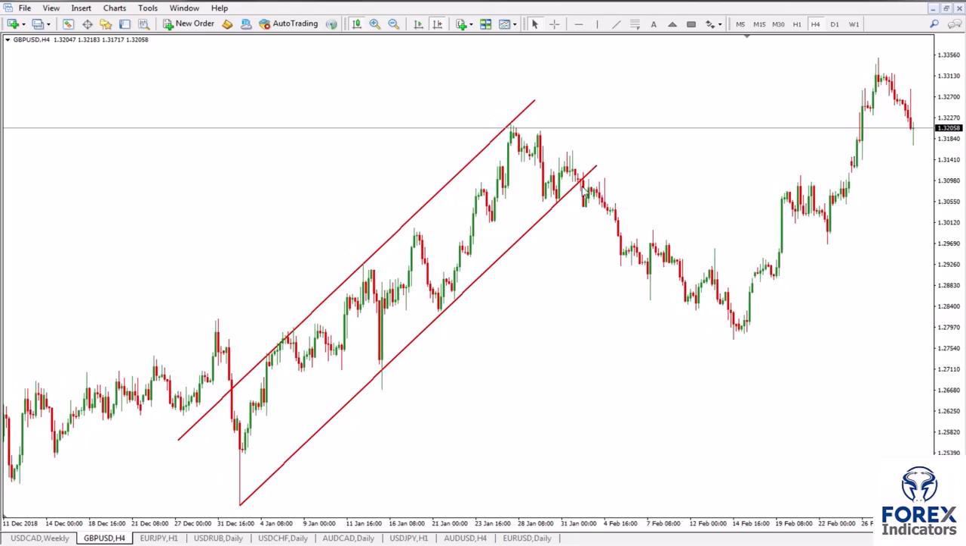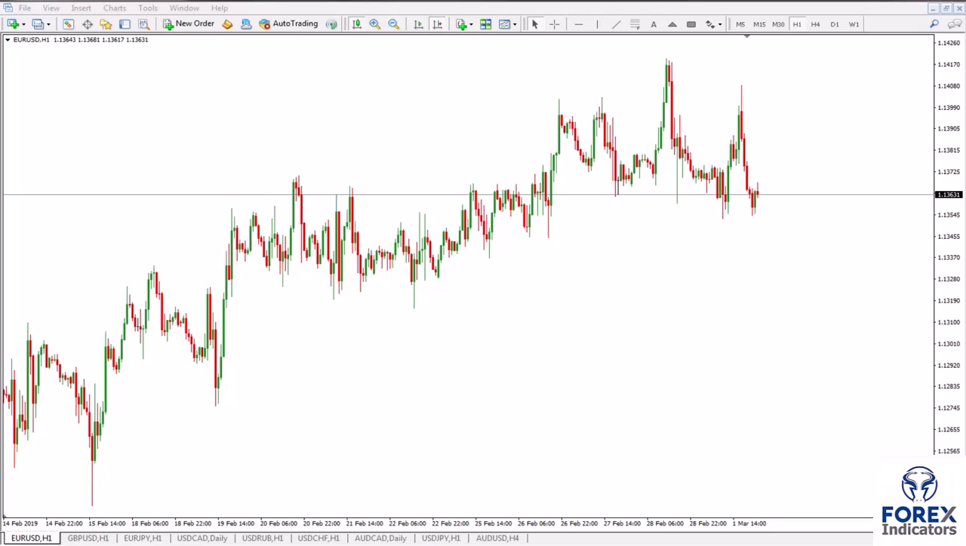So in the next lesson, I will give you some tips on how to identify a potential reversal. In order to understand how to identify a trend reversal, it is necessary to repeat the main trend features.